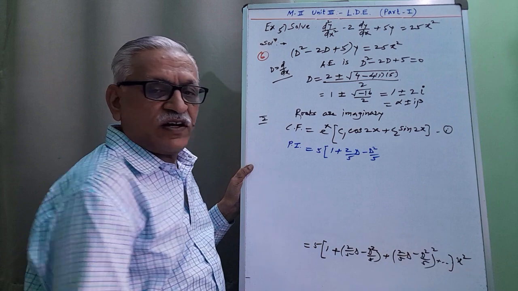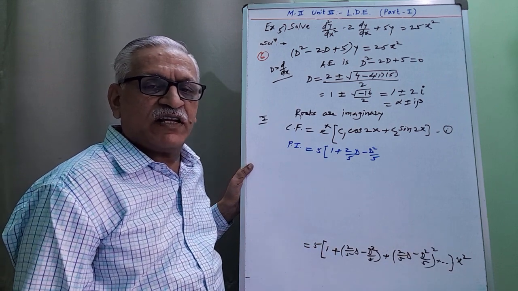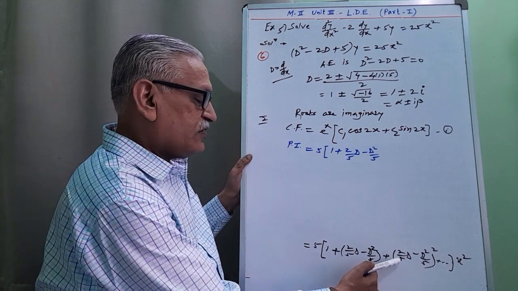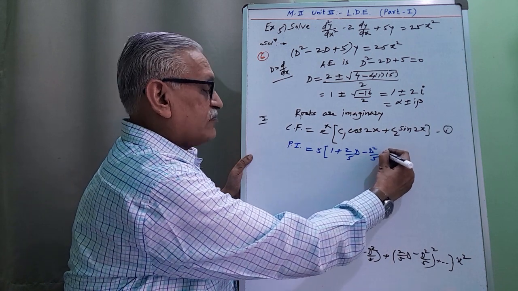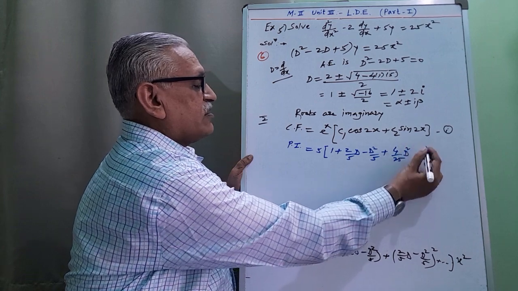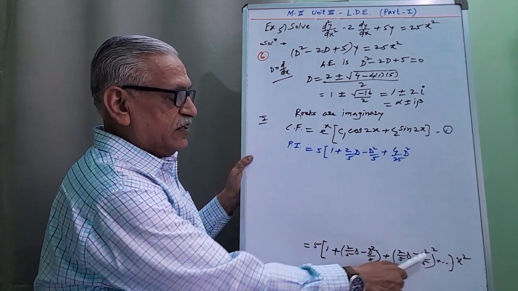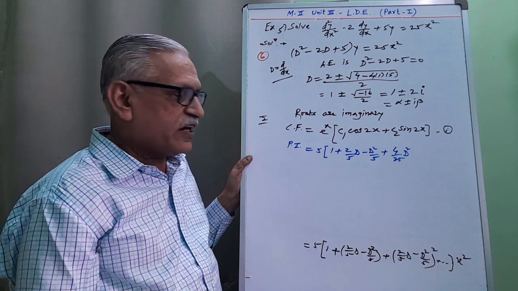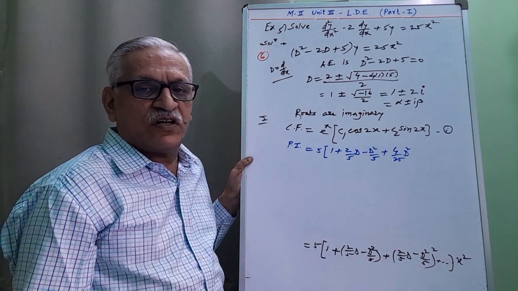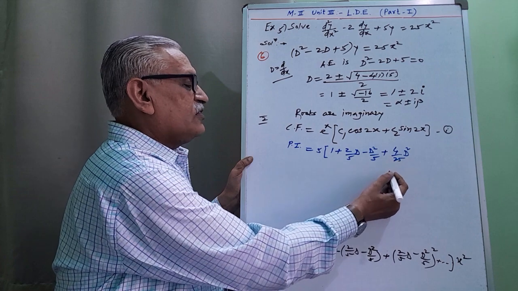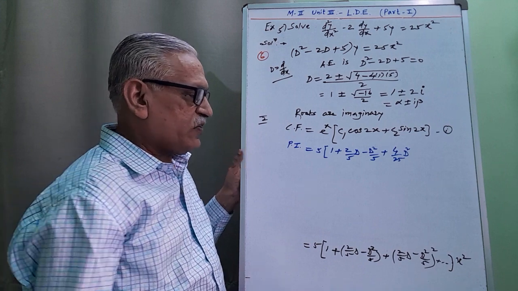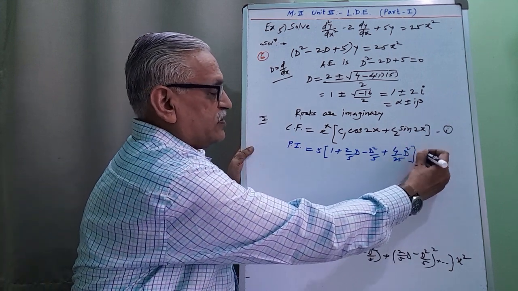Then a minus b whole square, expanding by the a minus b whole square formula, and considering the terms up to d square only. Therefore, a square means 4 by 25 d square. Twice ab: d into d square becomes d cube, therefore neglecting that d cube term. And b square means square of d square, it is d raised to 4, neglecting that term also. Therefore, from this term, we consider only the first term, that is 4 by 25 times d square, which we have to operate on x square.